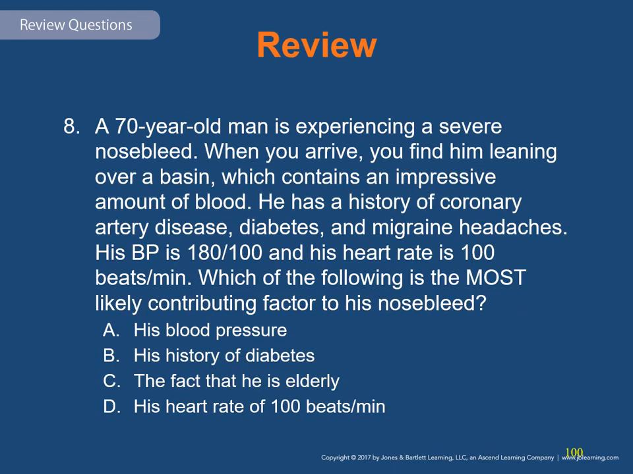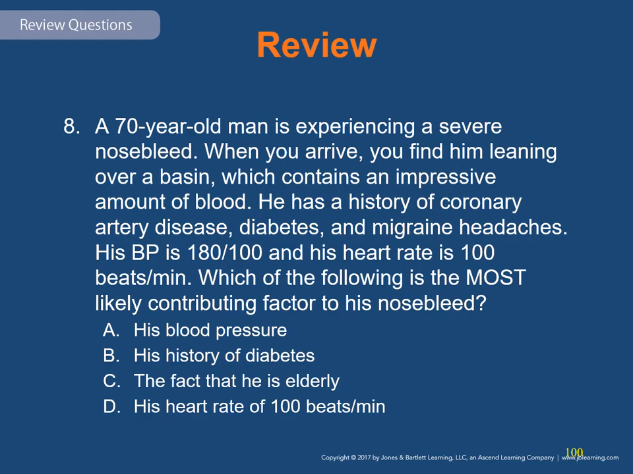Review question 8. A 70-year-old man is experiencing a severe nosebleed. When you arrive, you find him leaning over a basin which contains an impressive amount of blood. He has a history of coronary artery disease, diabetes, and migraine headaches. His BP is 180/100 and his heart rate is 100 beats per minute. Which of the following is the most likely contributing factor to his nosebleed?